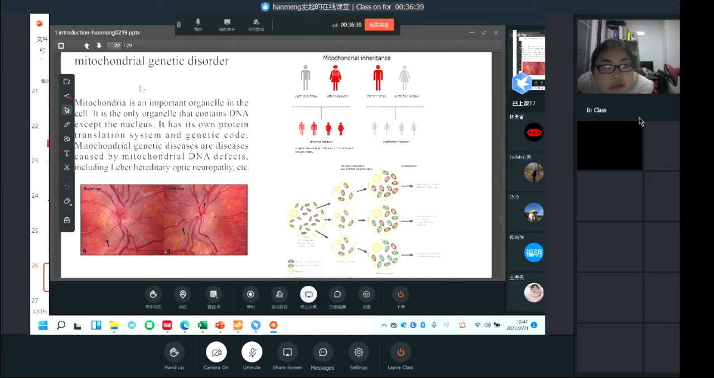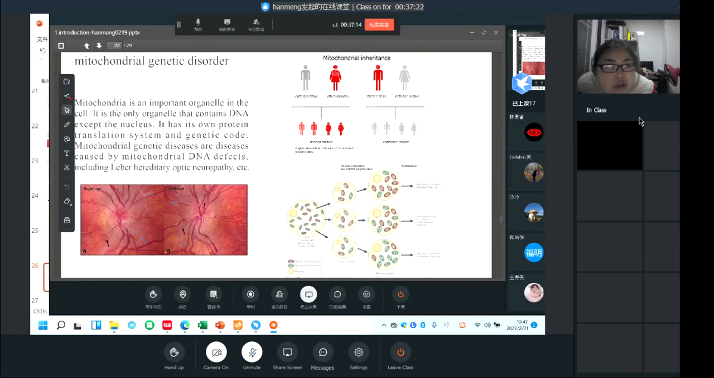The first one is the mitochondrial genetic disorder. The mitochondrial inheritance is passed on to the next generation through the mother. So if the father is affected, then his children will not get this disease.